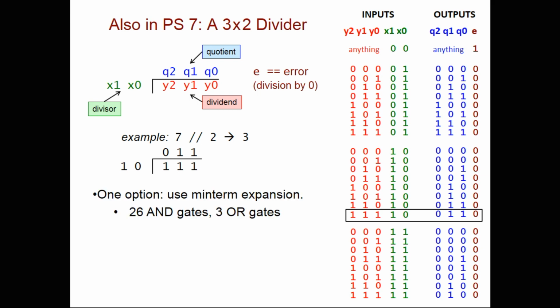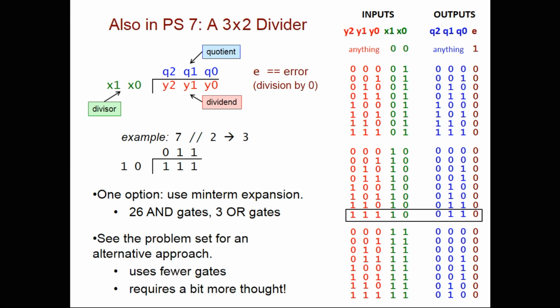So you can design this using min-term expansion. It requires 26 ANDs and 3 OR gates, or you can use a modular design, but you will tackle this problem on the problem set 7.